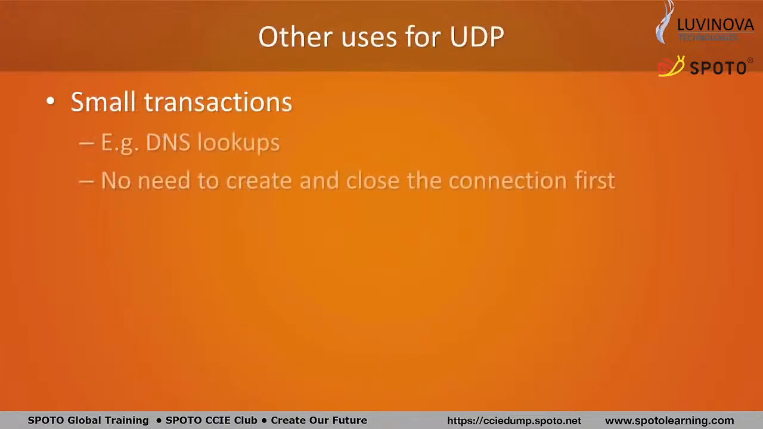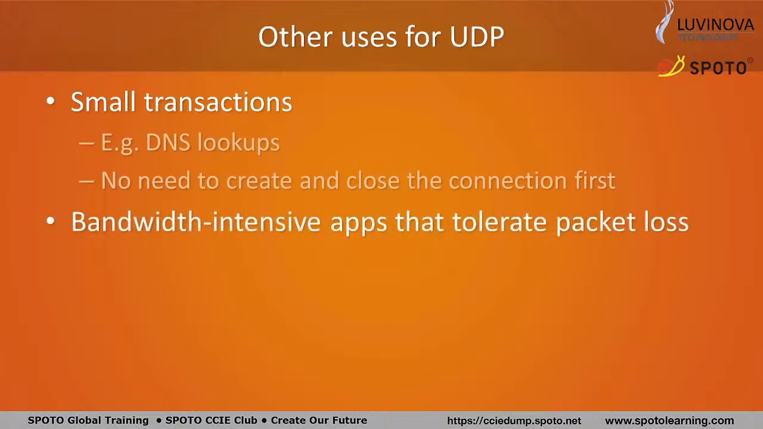UDP can also be used for small question and answer transactions, such as DNS lookups. The main benefit here is that you don't have the overhead of creating and closing a connection every time you need something. As is the case with multimedia streaming, bandwidth-intensive apps that can tolerate some amount of packet loss usually go with UDP.